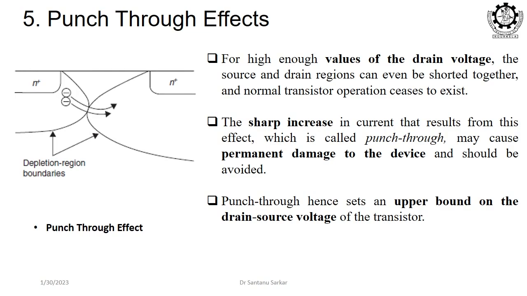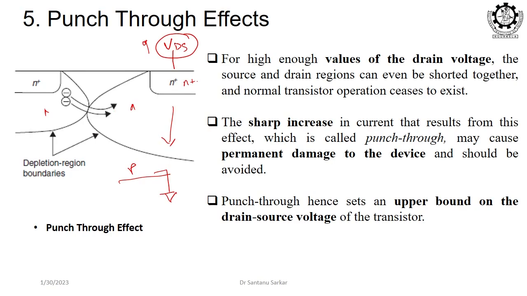Next effect is the punch through effect. Suppose you increase your VDS, the drain voltage, then what happens? This is an N region, right, and your substrate is P, right. So, this is reverse bias, the substrate is at ground potential and your drain is at higher potential. If you increase this VDS, what happens? This depletion width is increasing, right. Now, if you keep on increasing to higher values of VDS, the depletion regions of the source and the drain can come closer and can touch, right. If they touch, then the electrons can just punch through and cause a large current.